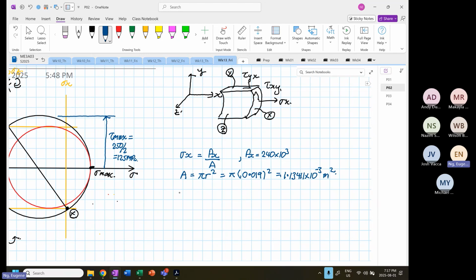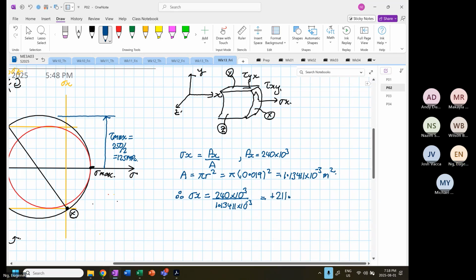Okay. So from here, we know that stress X is equal to 240 times 10 to the power 3 divided by 1.13411 times 10 to the power minus 3. So 240 power 3 divided by 1.13411 power minus 3. It's equal to positive 211.62 times 10 to the power 6 Pascal.